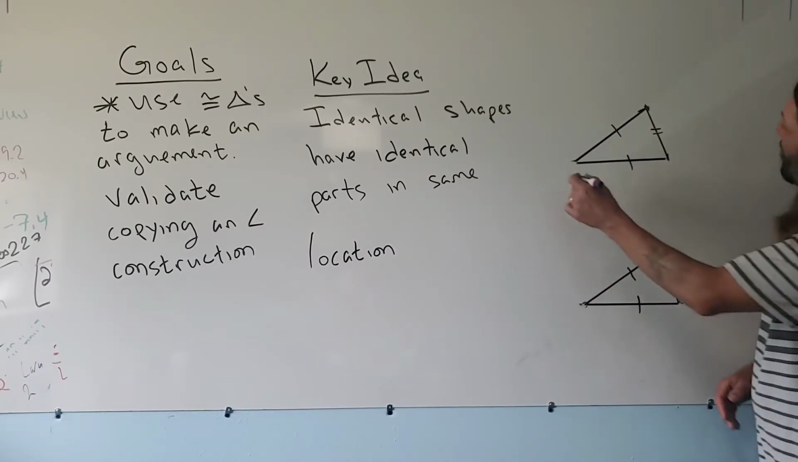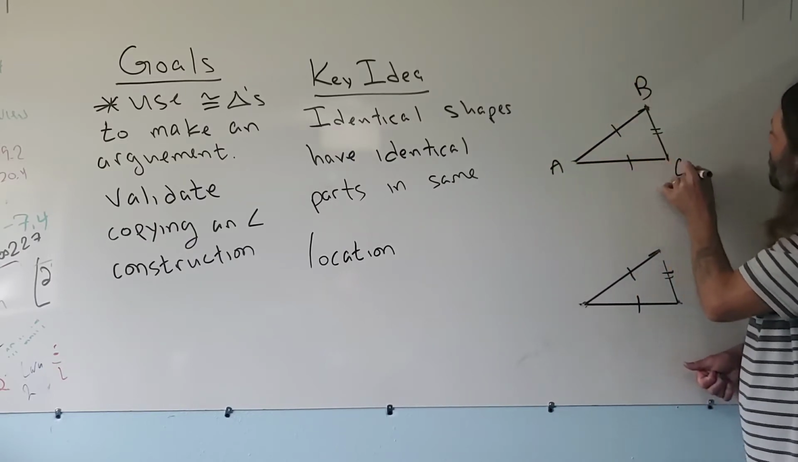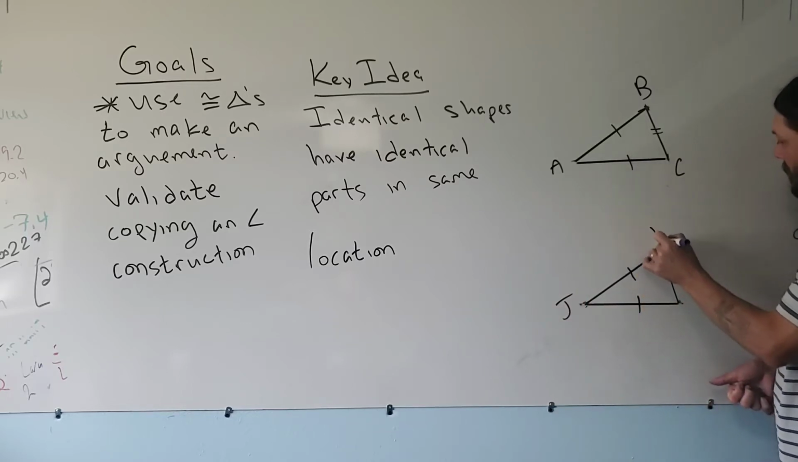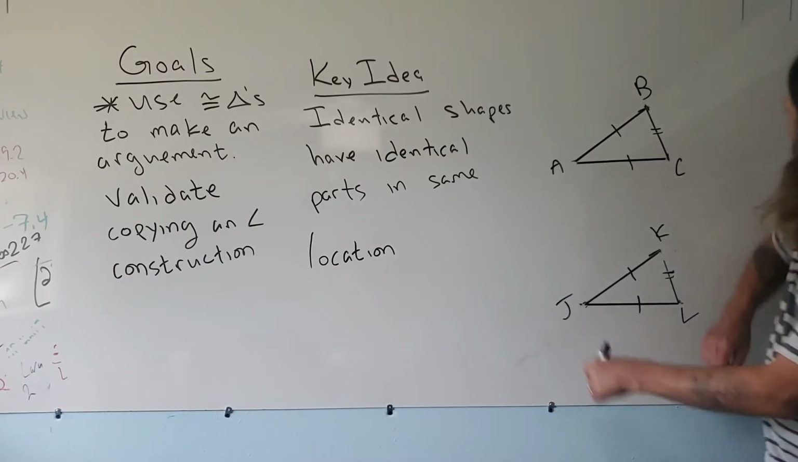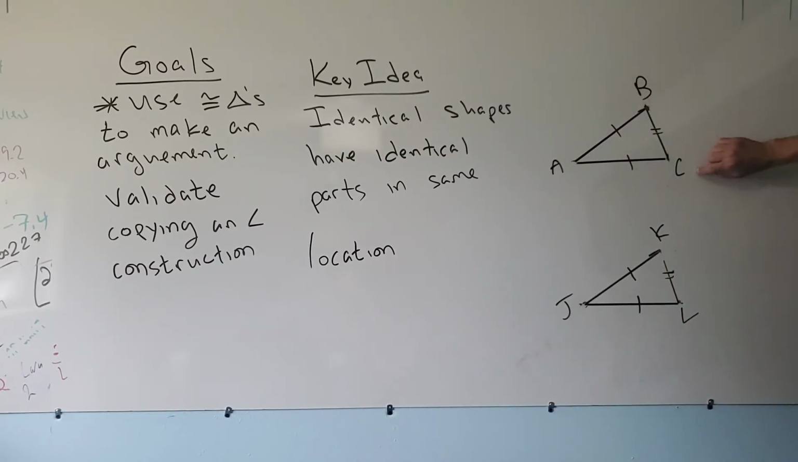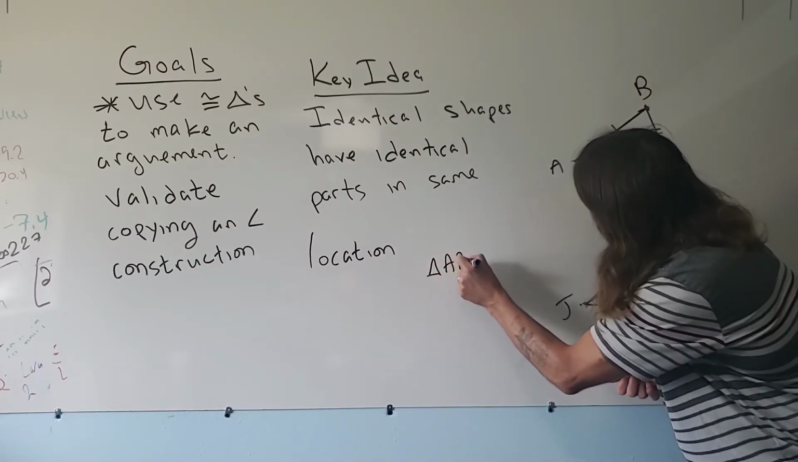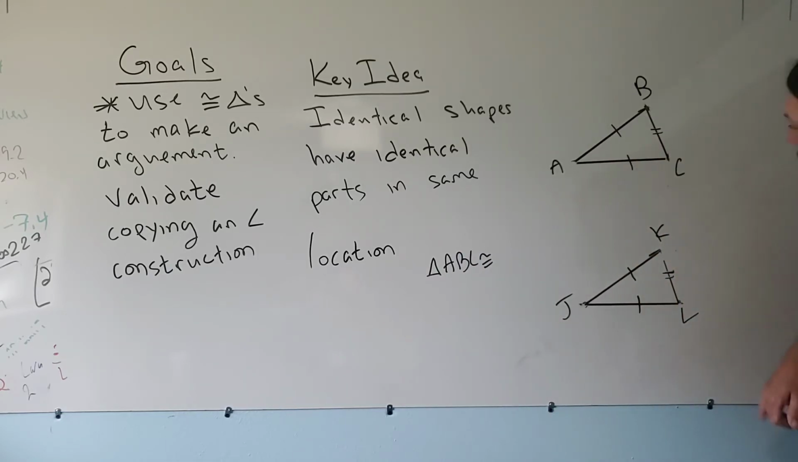And so if I just real quickly do this, I can make my congruent statement, right? So I could say that triangle ABC is congruent to triangle JKL.